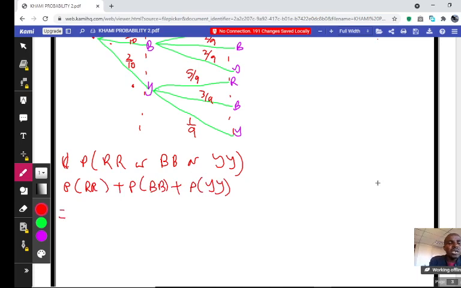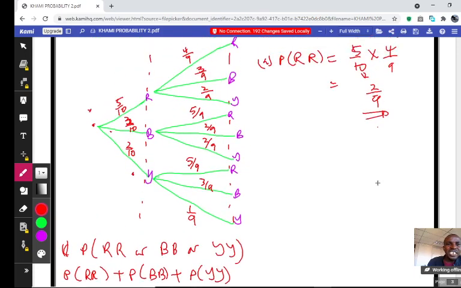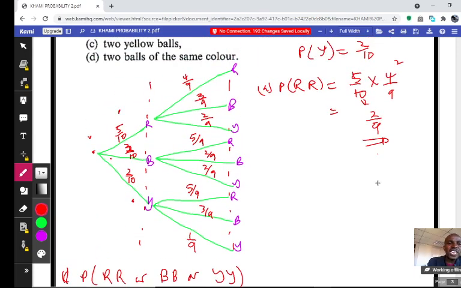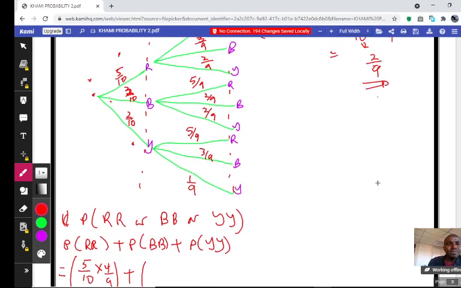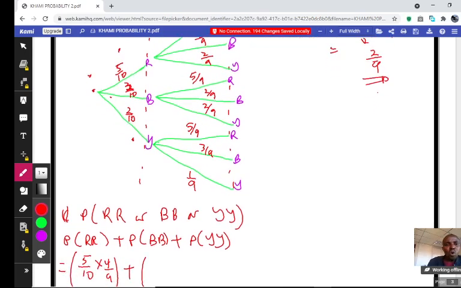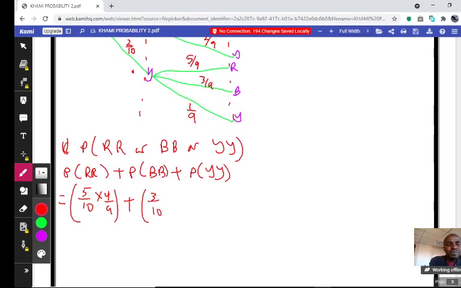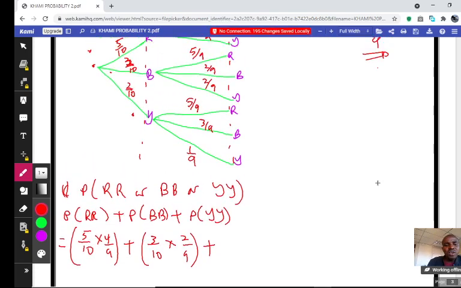Which is equal to, the probability of red, you can see on this tree diagram, is 5 over 10 times 4 over 9, plus the probability of blue on the tree diagram is 3 over 10 times 2 over 9, then plus the probability of yellow, you can see that one on the tree diagram. Yellow is 2 over 10 times 1 over 9.